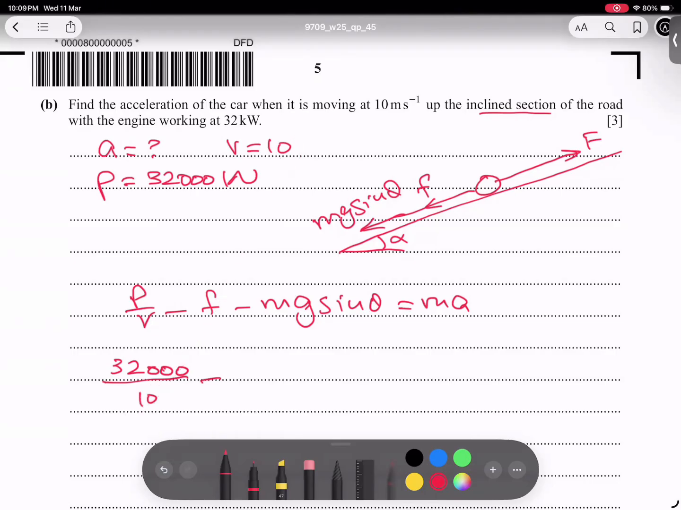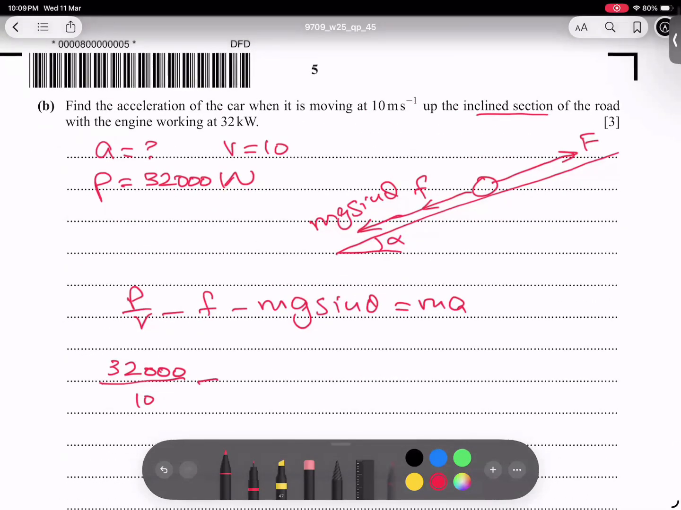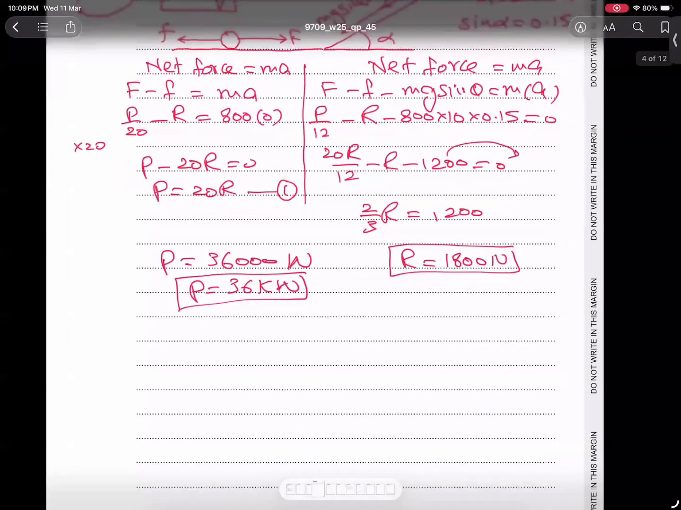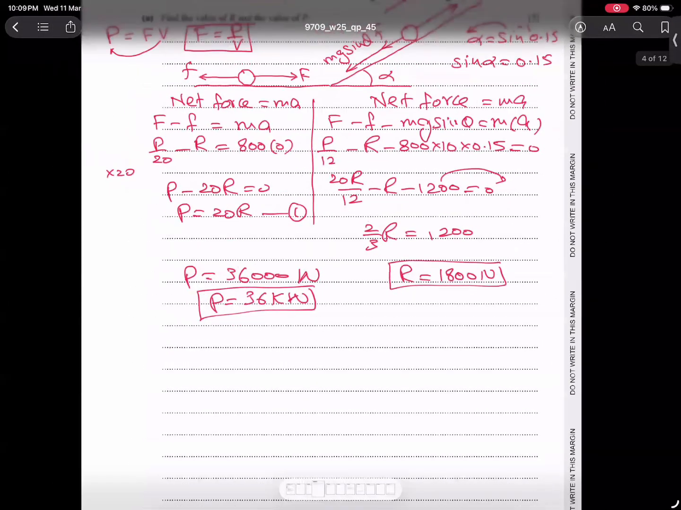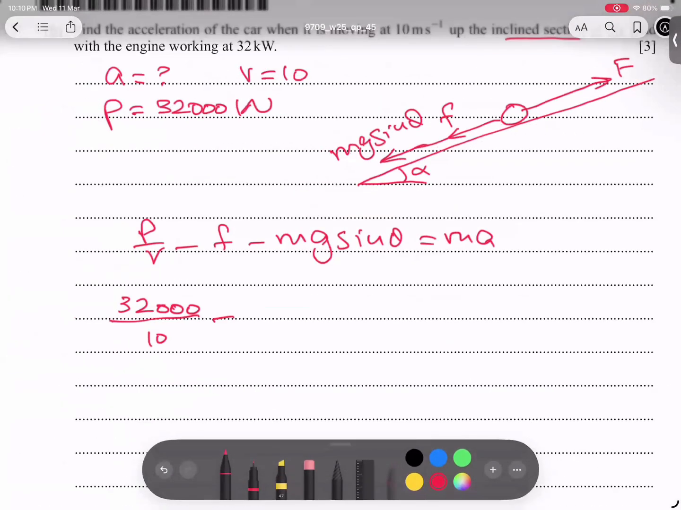And with the friction force, we already got the friction force on the previous page. If you remember, the friction force is 1800. Okay, friction force is 1800. Mass is 800, times 10, times 0.15. Again 800, so I can get the acceleration easily.